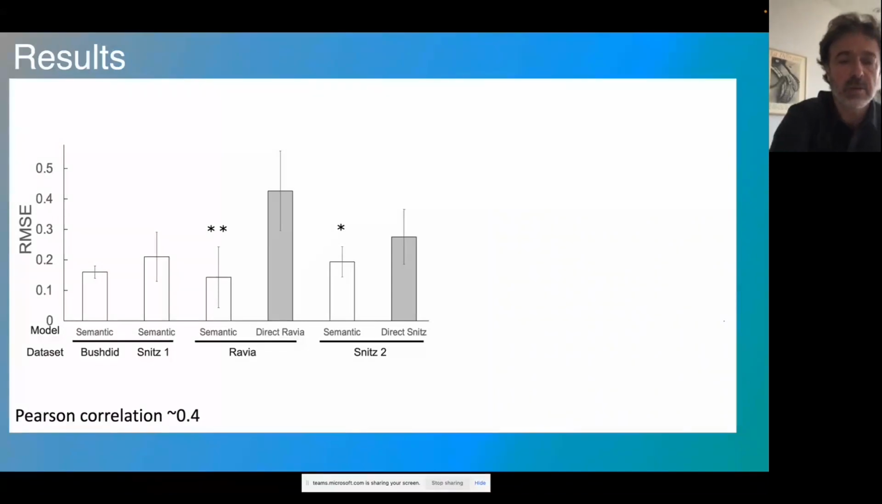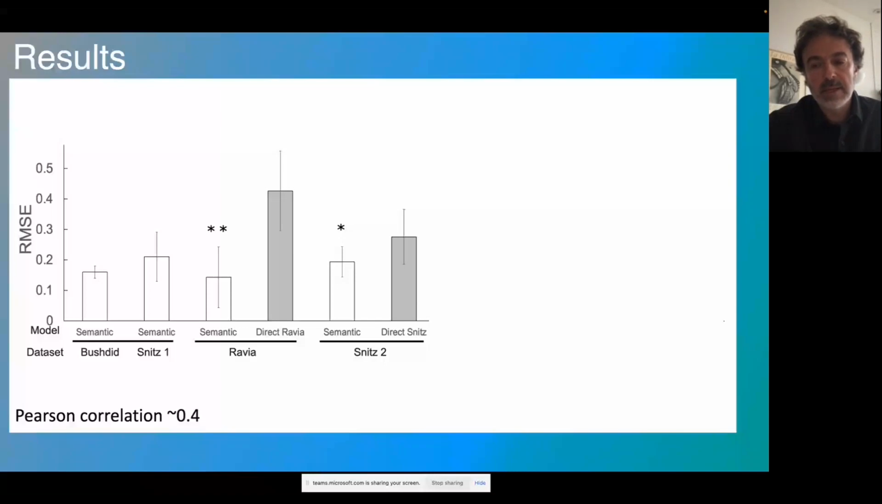The correlation is actually comparable between the models, but I really think that root mean square error in this case is a better measure. Also, in the case of the SNITS data, for example SNITS 2, in some cases the mixtures have 2 molecules, in some cases they have 30 molecules. So it seems to be agnostic to the number of molecules in the mixtures. And of course, in Bush-Dit, most of the mixtures had 10, 20, or 30 molecules.